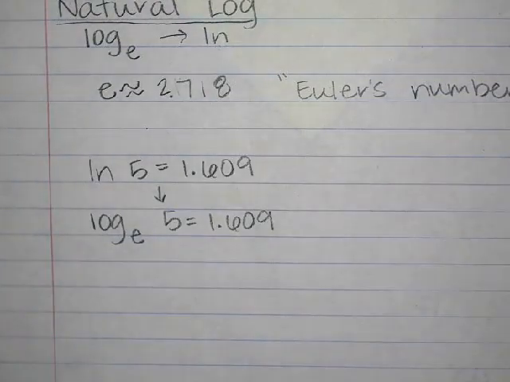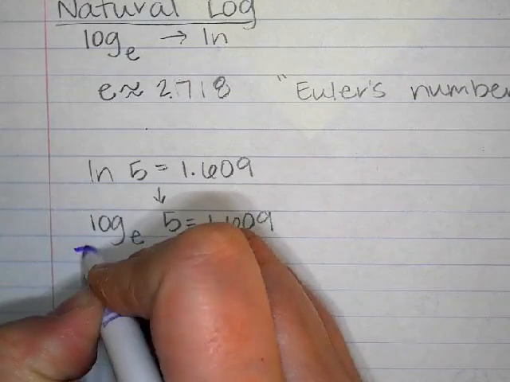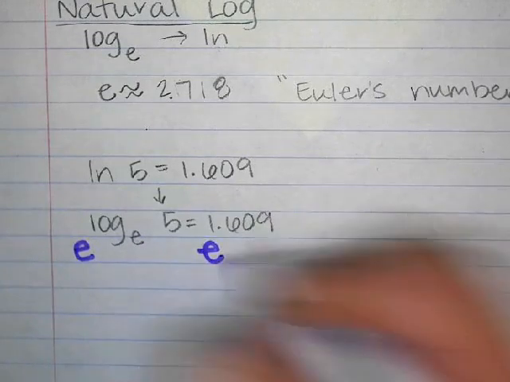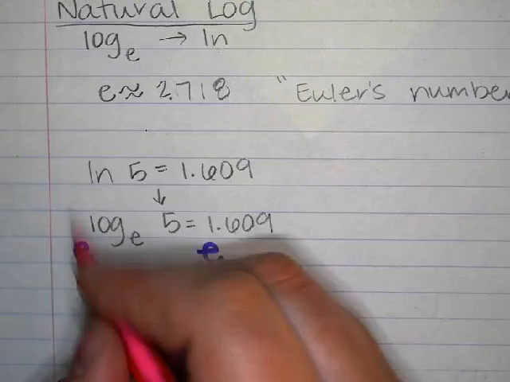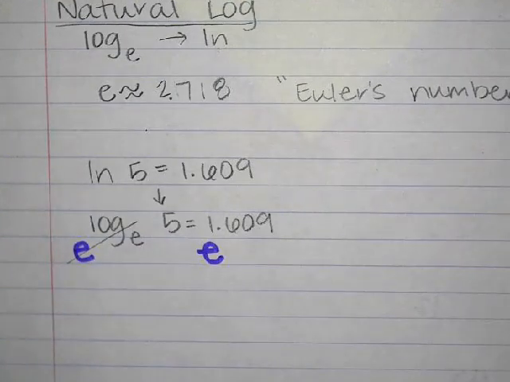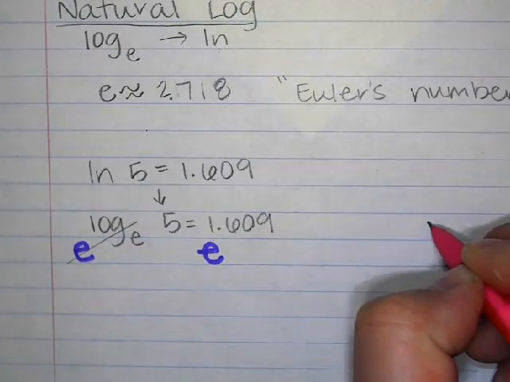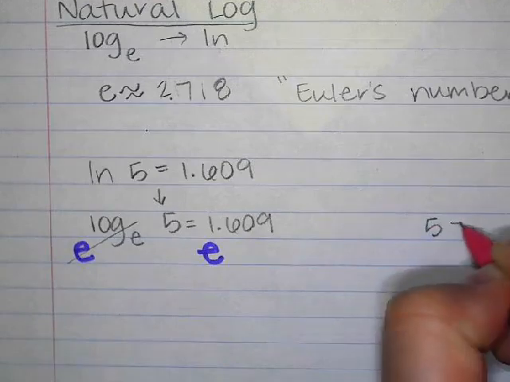I'm going to put a base of E here, put a base of E here, and then the base of E and the log base E cancel each other out, and we have that 5 equals E to the 1.609.